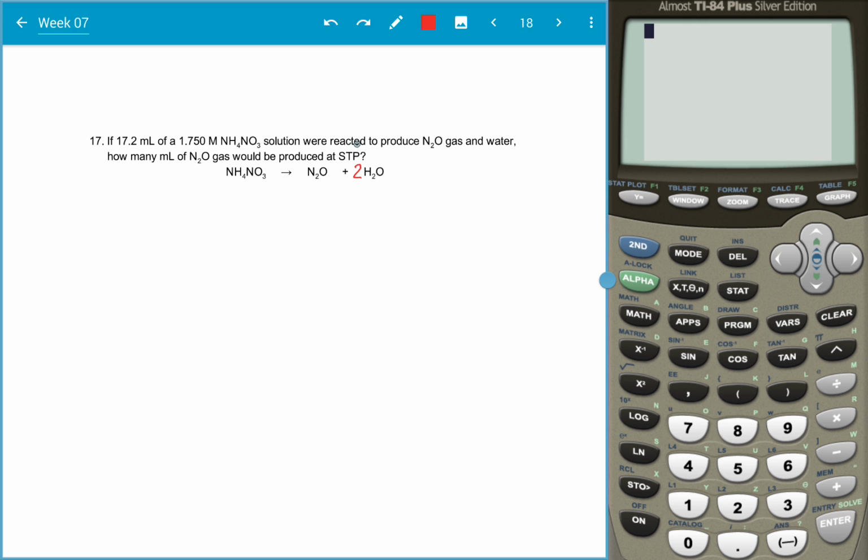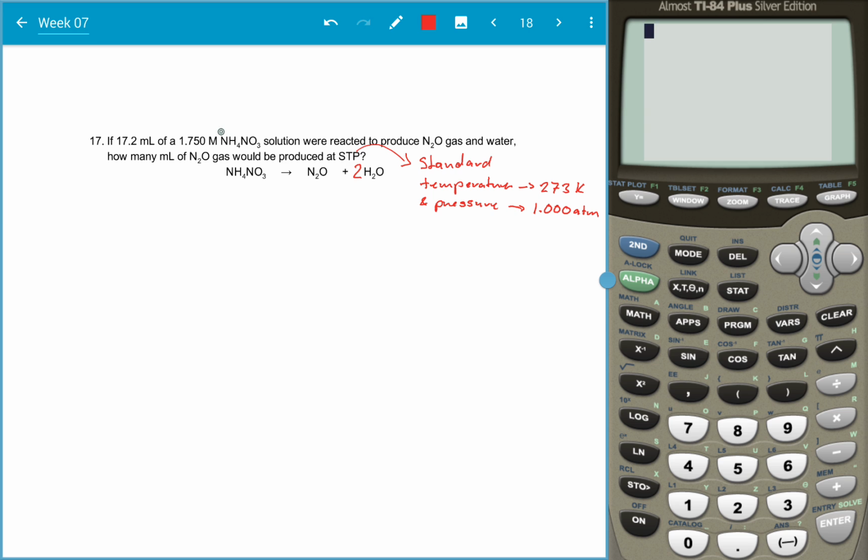So the next thing that I look at is I notice that I have STP. And I remember that STP stands for standard temperature and pressure, where the temperature is 273 Kelvin and the pressure is 1.000 atmospheres. These numbers are indicative of a gas law being needed, but I'll come back to that later.